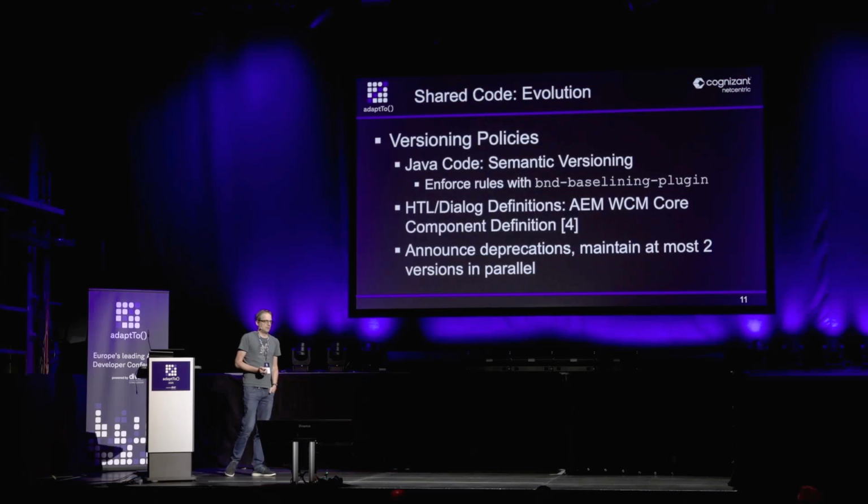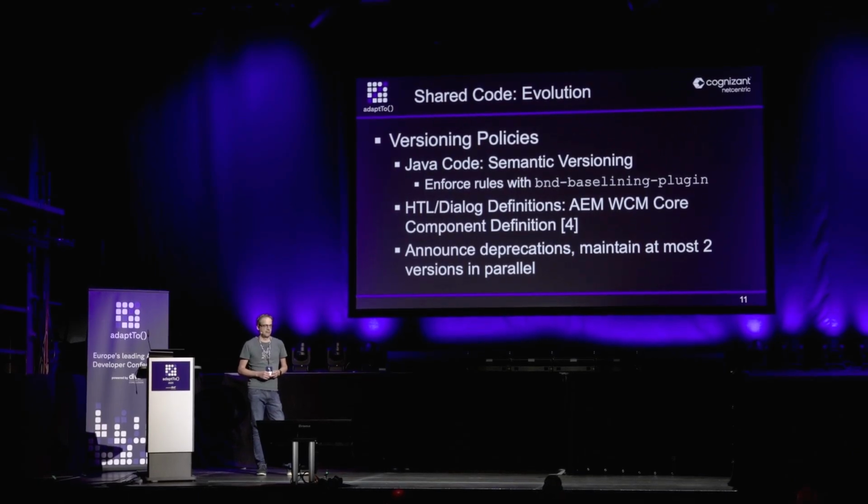Shared code is also much about backwards compatibility, so you need to enforce certain versioning policies. And first you need to establish those. What I would recommend is that for Java code you rely on semantic versioning. Since this is very hard to manually enforce, there's some tooling around that.